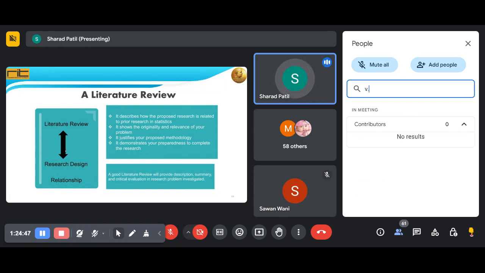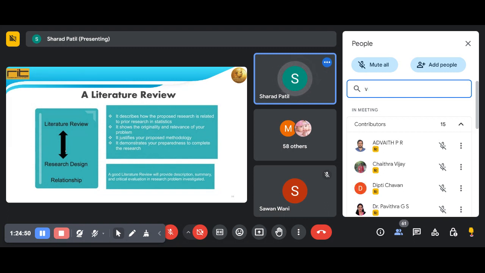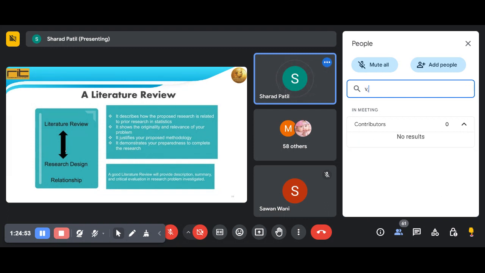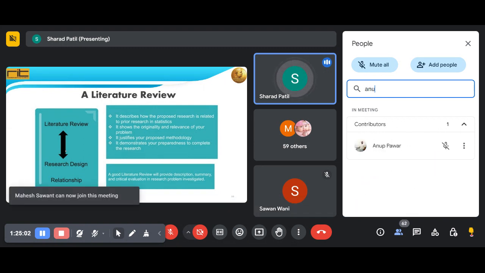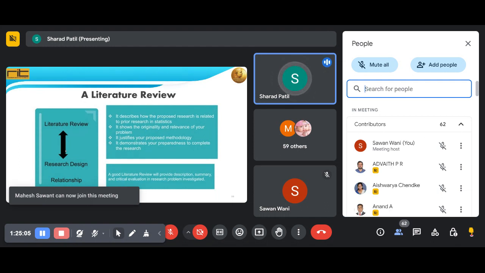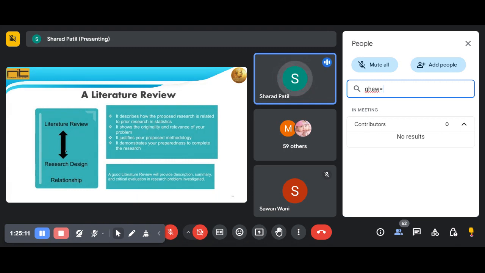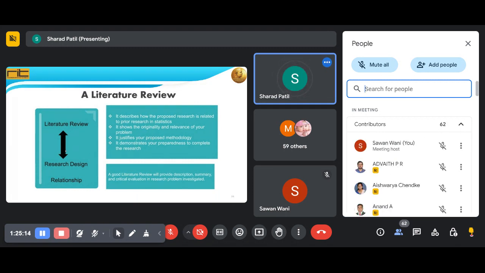Then it also shows the originality and relevance of your problem. You will come to know what the different types of possibilities are that people have tried in the past in your research work, in your area, and how they have presented their work, and how the originality of that work is there. It justifies your proposed methodology. It also tells you how they proceeded ahead to complete their work. So whatever methodology you are opting for in your research design and whatever methodology was chosen by them, there will be justification between these two. It also demonstrates your preparedness to complete the research. When you go through the literature review, it is also going to demonstrate to you your preparedness to complete the work.